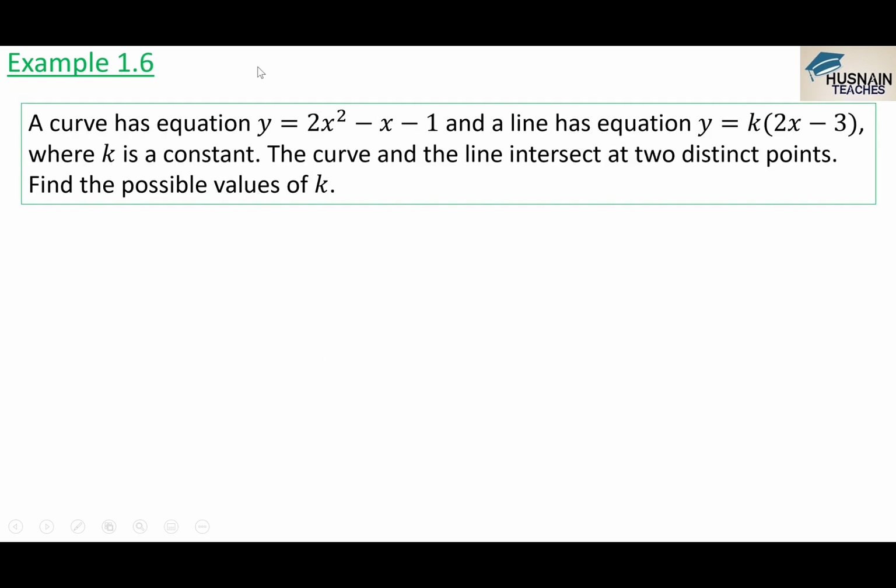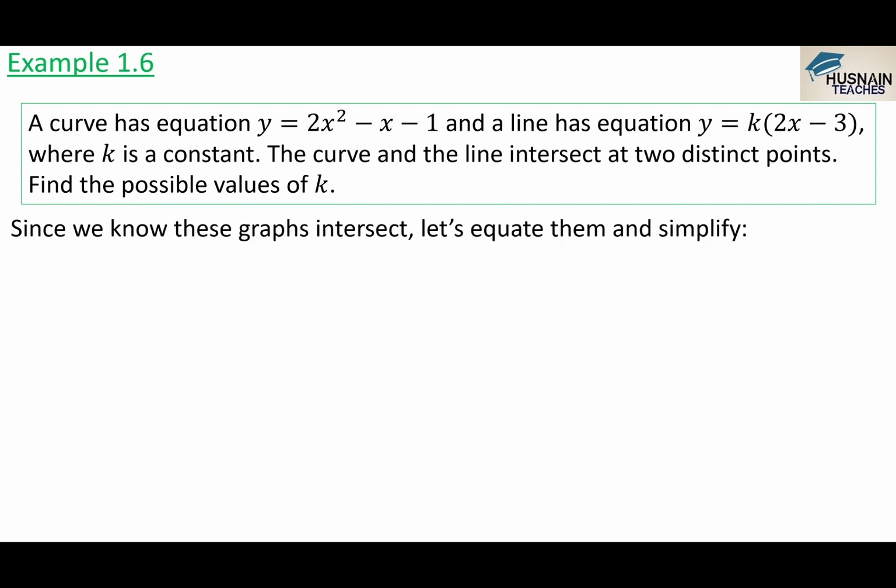In our next example, we have a curve with equation y equals 2x squared minus x minus 1. We have a line that has the equation y equals k lots of 2x minus 3. K is just some constant, and we know that these two intersect at two distinct points. Straight away, two distinct points tells me that the quadratic that I form from these two will have a discriminant greater than 0. We're asked to find the possible values of k, so since we know that the graphs intersect, let's equate them and simplify.